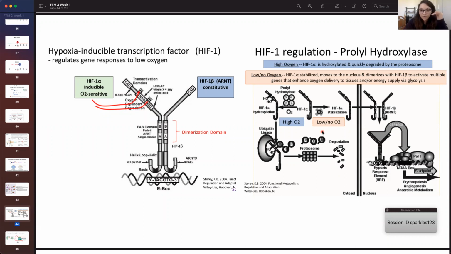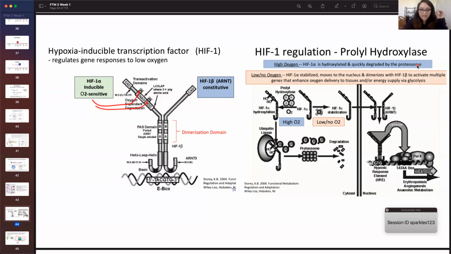When we're looking at this transcription factor, your HIF1 alpha is going to move into the nucleus and it's going to dimerize with your HIF1 beta. And once those two are dimerized, they're going to bind to your hypoxic response element, or your HRE, and that's going to either cause transcription or not. When you have high oxygen, you don't need your hypoxia inducible factor. You only need this when oxygen is not at sufficient levels.